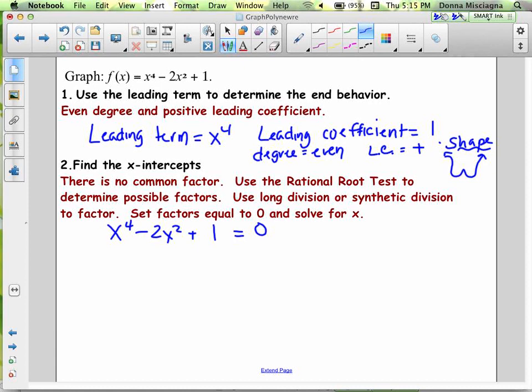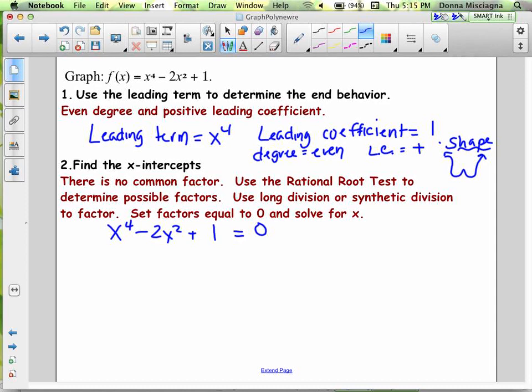All right, so we can use the rational root test to determine possible factors and long or synthetic division to factor. And then we'll set our factors equal to 0 and solve for x. Make sure that you have all the steps when you're solving. If your work does not support your answers, then I can't support them either. Your work has to support your answers and be mathematically correct, with no breaks in your steps.